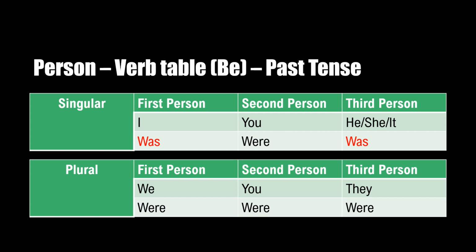This is how the person verb table looks in the past tense. I was, you were, he was, she was, it was. We were, you were, they were. We will practice these in all our classes every day because these are the most important verbs we are going to use.